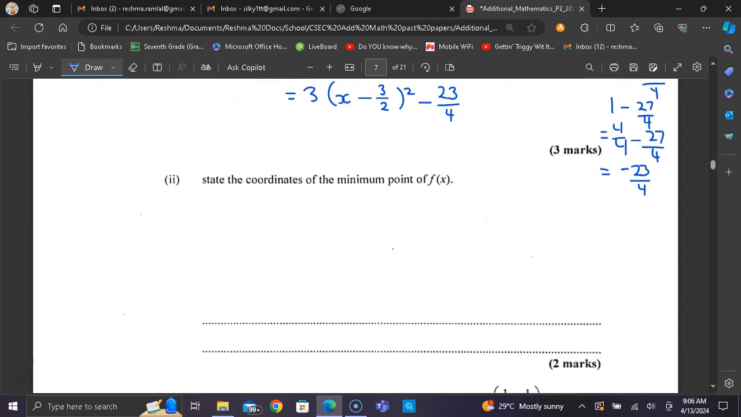So part 2. For 2 marks, we have to state the coordinates of the minimum point of f of x. So the minimum point of f of x, the x coordinate will be when this part in brackets would be 0. So when that is 0, x will be 3 over 2. And the y coordinate of the minimum point of f of x is actually the last value, which is negative 23 over 4.